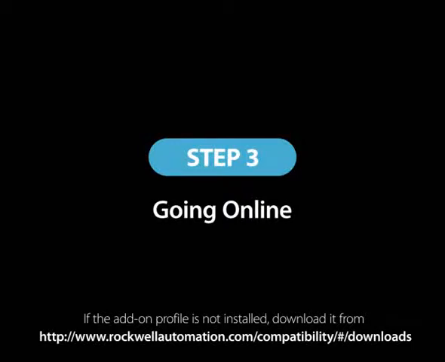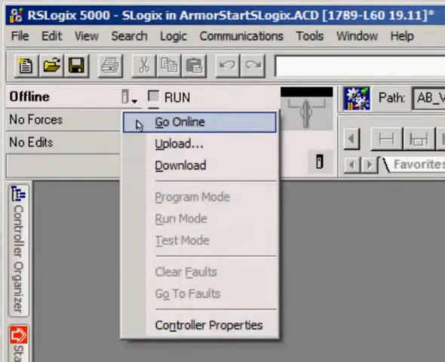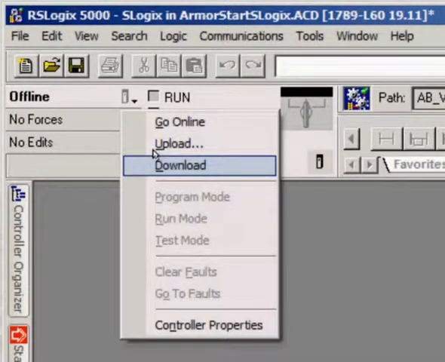If the add-on profile is not installed, download it from the Rockwell Automation website. See the Resources tab for more information. In Logix 5000, go online with the controller. To configure the ArmorStart, select Download.